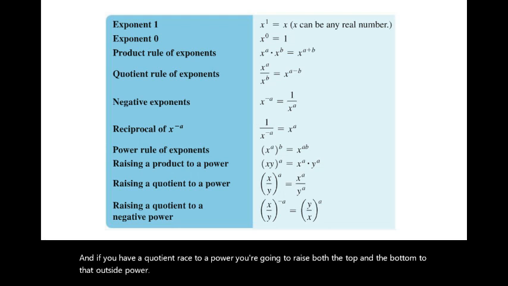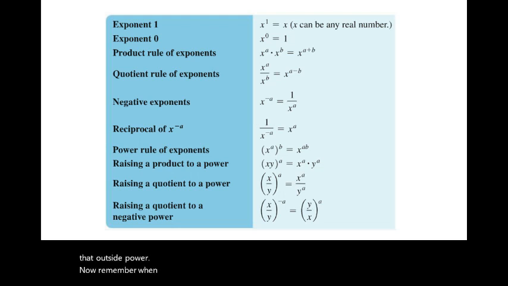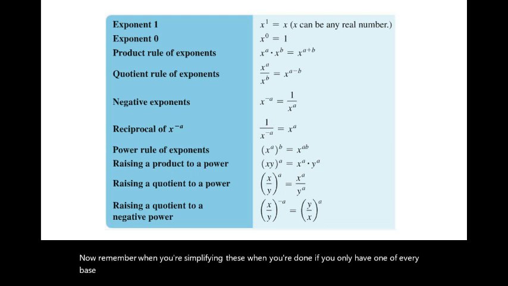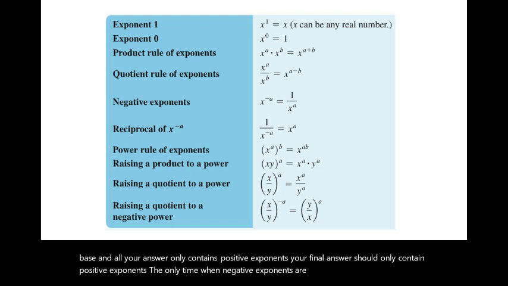Now remember, when you're simplifying these, you know when you're done if you only have one of every base and your answer only contains positive exponents. Your final answer should only contain positive exponents. The only time when negative exponents are acceptable and needed in a final answer is in the context of scientific notation.